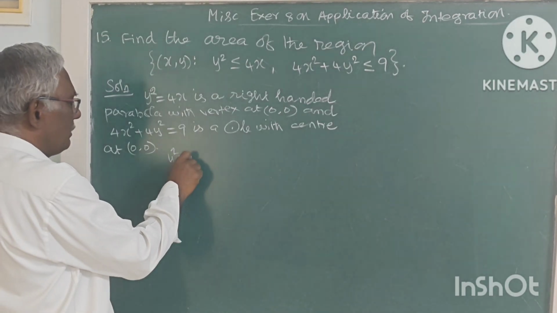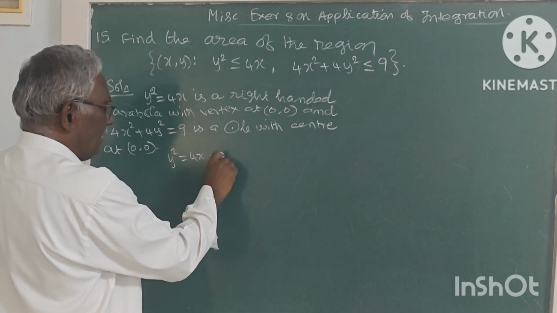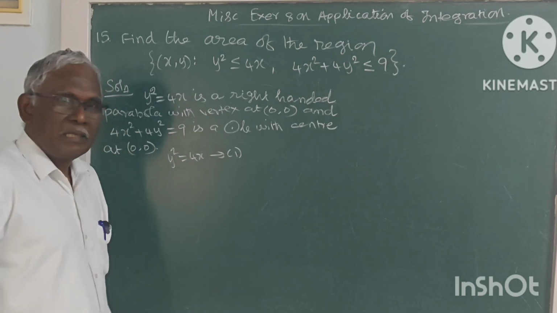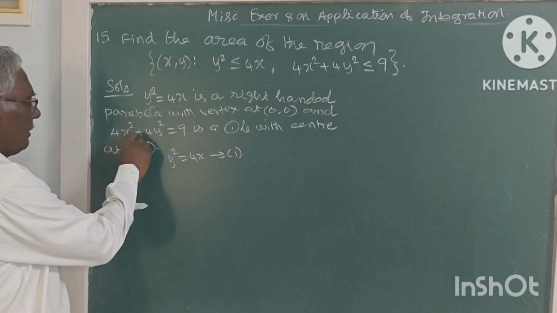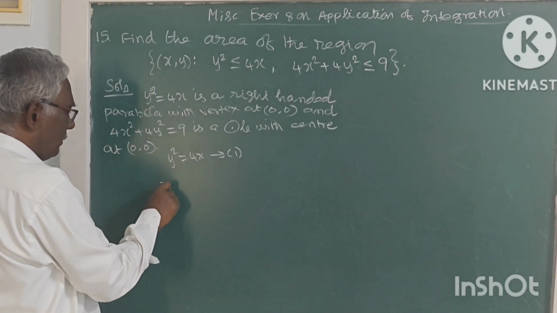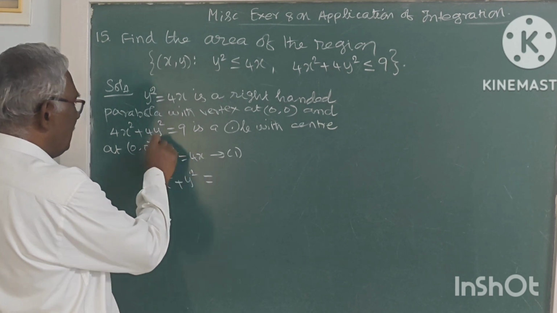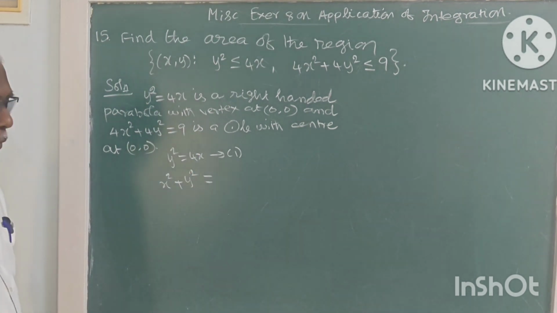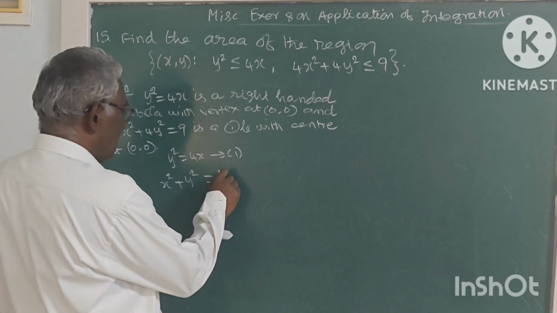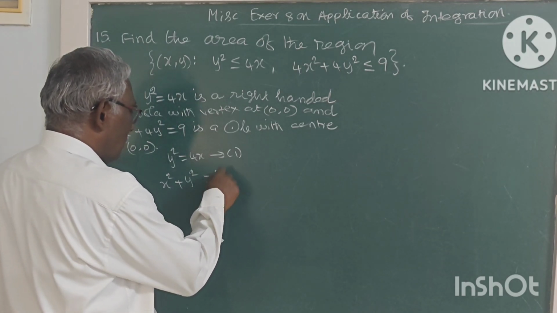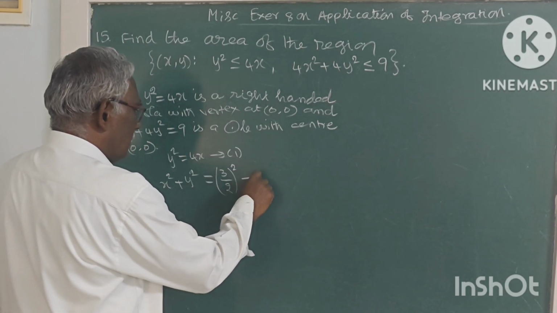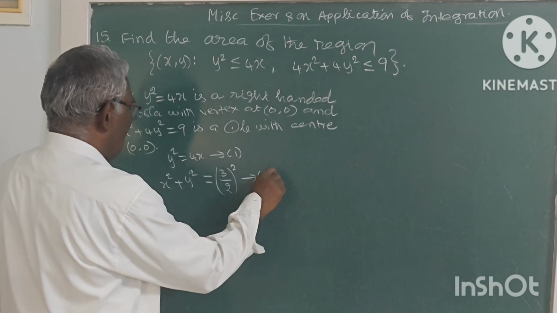y² = 4x is the equation of the parabola. We will take it as equation 1. The second one we can write as x² + y² = 9/4, that is (3/2)². So this is equation 2.